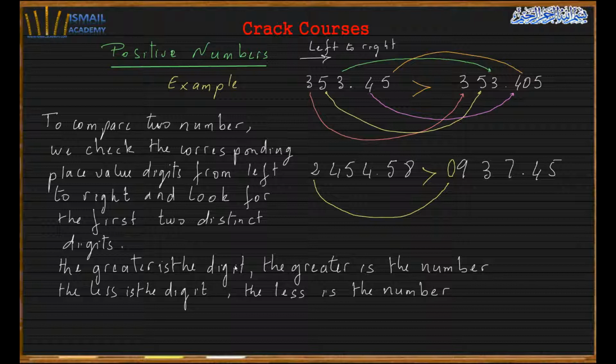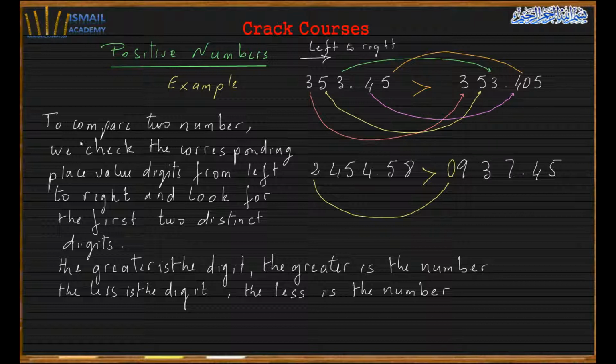So the greater the digit, the greater the number. That means if the digit is greater, the number is greater. Here we check all of them, but we find that this digit is greater than that one. That means that number is greater, because the rest are all equal. So this one decides which number is greater.